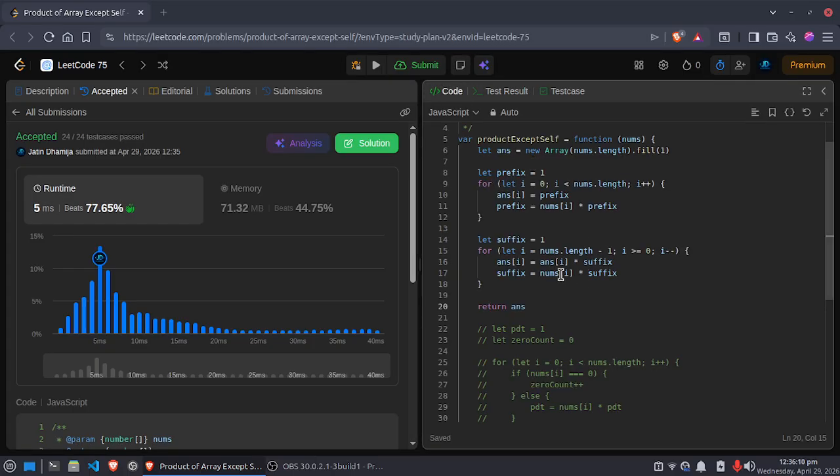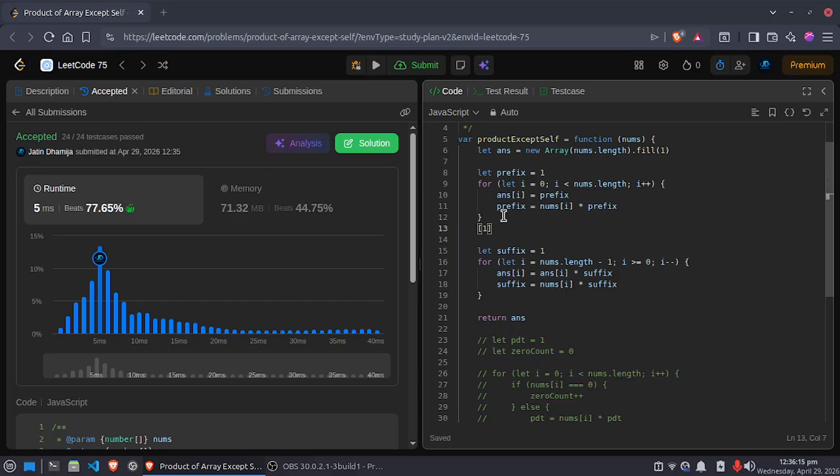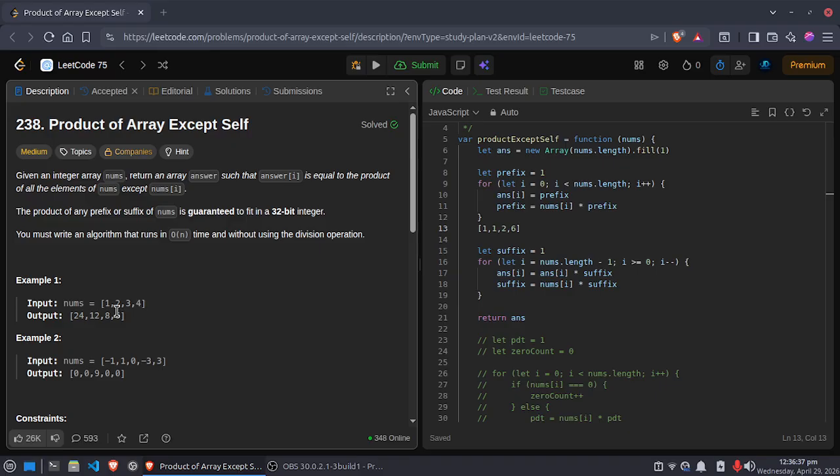Basically, the first part is the prefix one. I get the array 1, 1, then 2, then 6, as we store the product of all the left elements. After the prefix loop, answer becomes 1 1 2 6 because at the 0th index there is nothing on the left, so 1. For index 1, the element at the 0th index is 1, so 1 multiply 1. For index 2, I get 2 multiply 1, so 2 here, and for index 3, I get 3 multiply 2 multiply 1, which is 6 here.